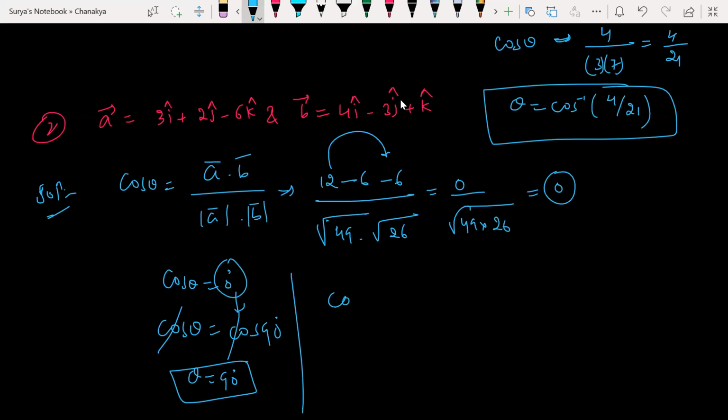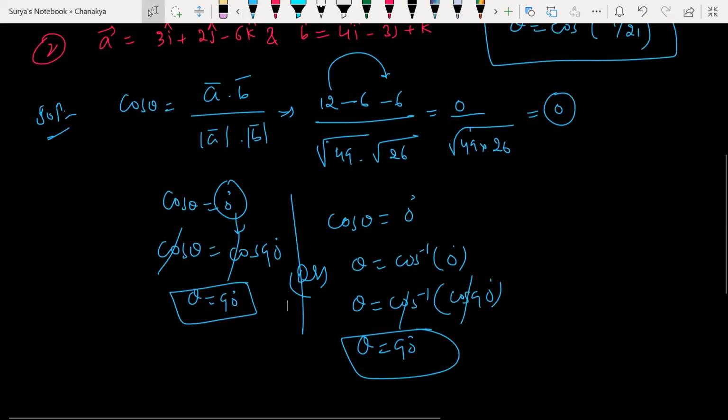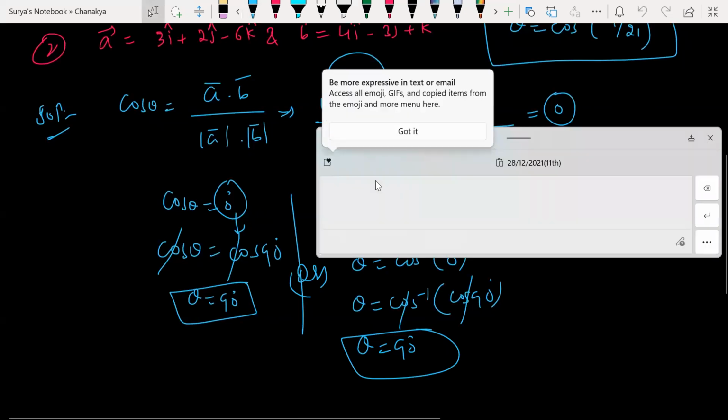Or else if you want to solve like this, you can solve it like this as well. Theta is equal to what? Cos inverse of 0. So theta is equal to cos inverse of 0, and cos 0 is nothing but what? Cos 90, right? So cos inverse and cos always get cancelled, which can be written as 90 degrees. This is also correct. Clear? So what is the theta now? 90 degrees. Is it clear?